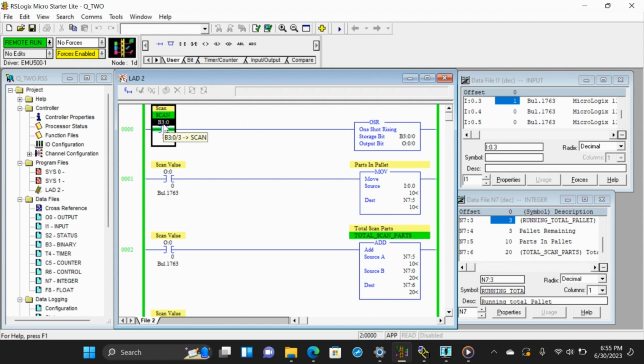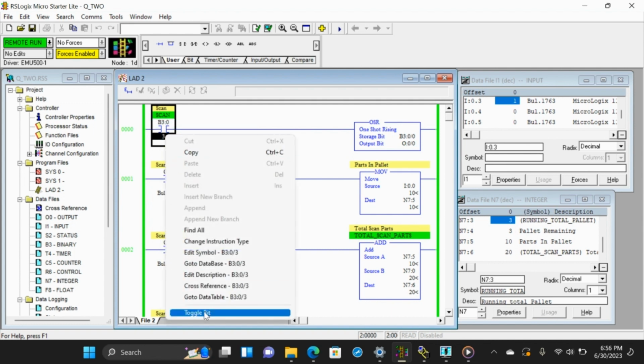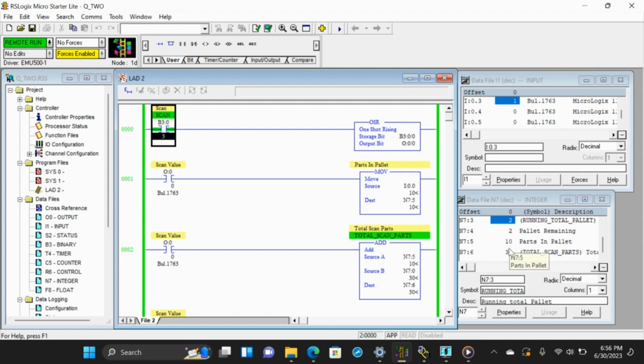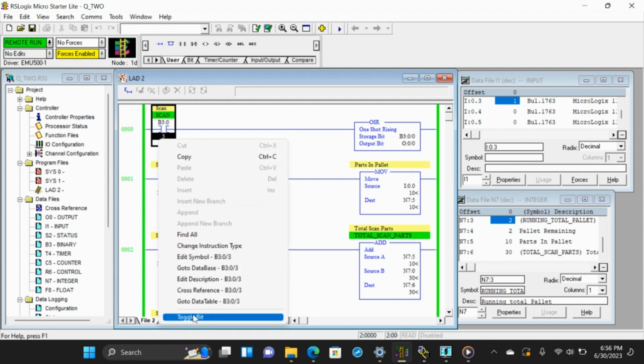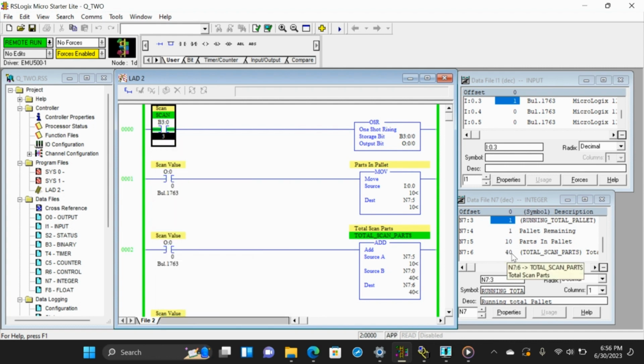We can again repeat this step. If I again scan a pallet barcode, my total scanned parts will be 30 because I already scanned three pallets. And when I scan the three pallets, my remaining pallet count is 2. Similarly, if I again scan the pallet barcode, my total scanned parts is 40.